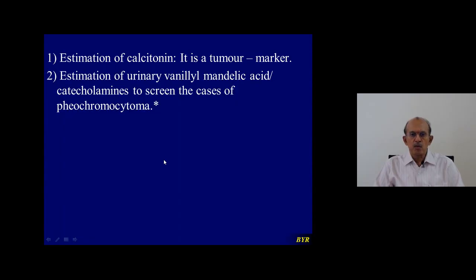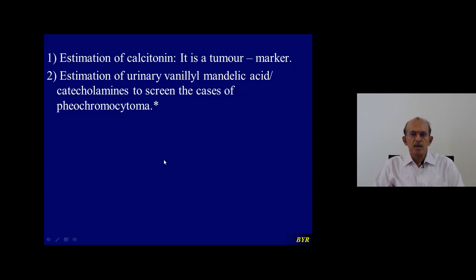Estimation of urinary vanillyl mandelic acid, also known as VMA, or catecholamines, to screen the cases of pheochromocytoma, because multiple endocrine neoplasia may be associated. If multiple endocrine neoplasia is associated, this tumor may be associated with pheochromocytoma. Pheochromocytoma also has a crisis. Just like thyroid crisis or thyroid storm, pheochromocytoma can also produce an adrenergic crisis.